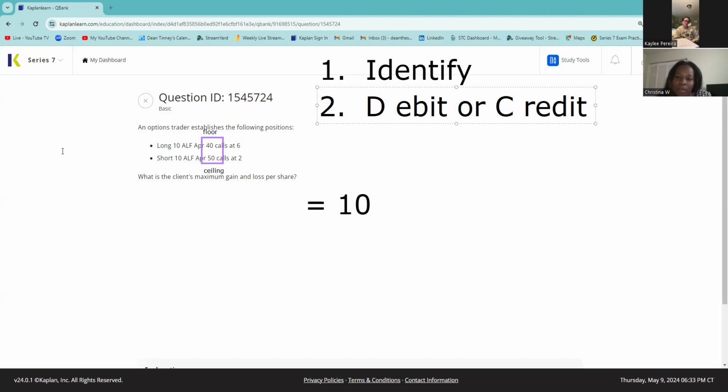Do you remember, Christina, how we determine whether it is a debit or a credit? Yeah, you look at the premiums, you look at which one is higher. You're exactly right. So we brought in 2. You can use plus signs, whatever you want to use. I tend to use dollars in, dollars out, but however you want to do that. And then this is dollars out.